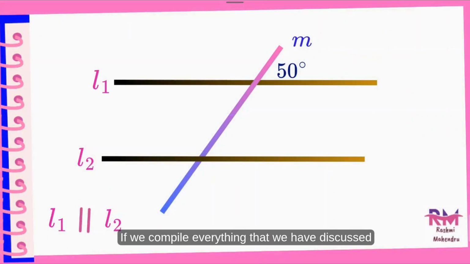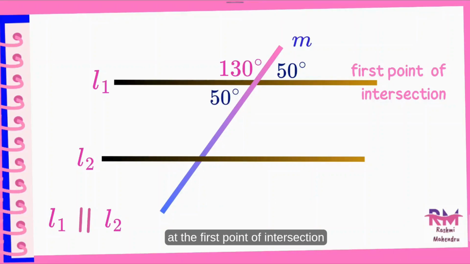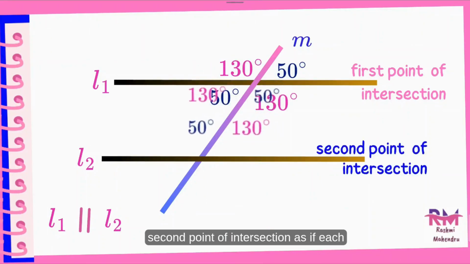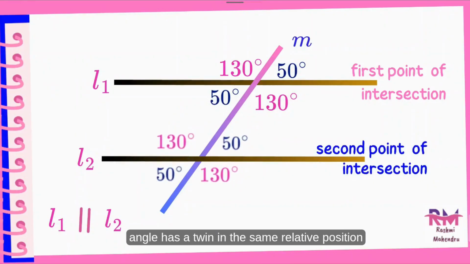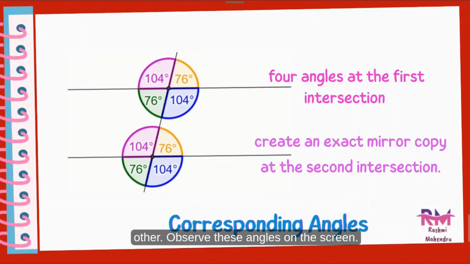If we compile everything that we have discussed so far, you can think of it as if the entire structure at the first point of intersection has been copied onto the second point of intersection, as if each angle has a twin in the same relative position at the other point of intersection. This is the essence of corresponding angles. They are mirror images of each other.